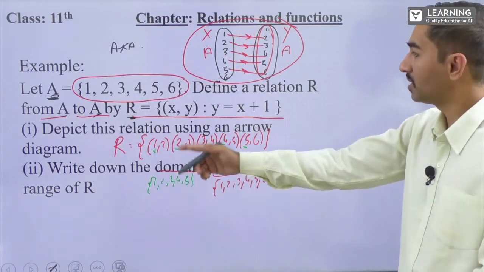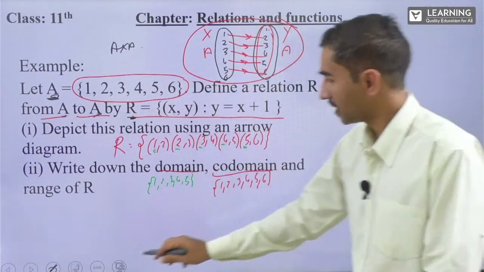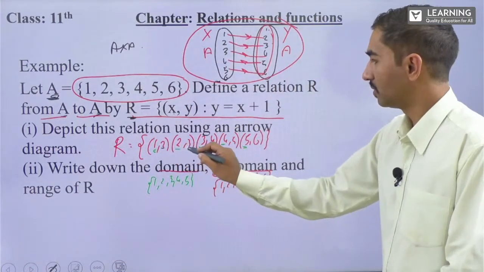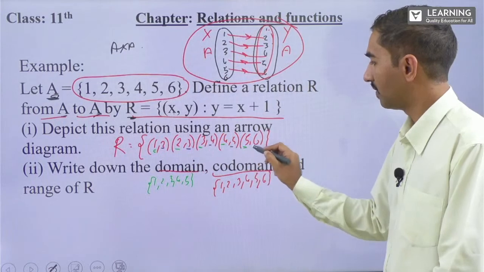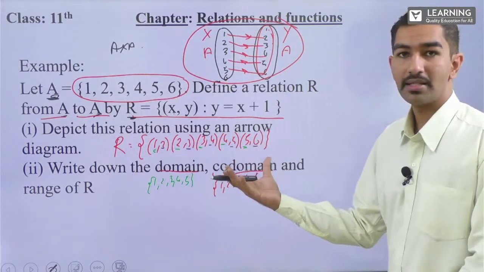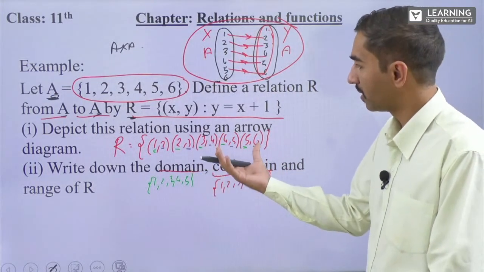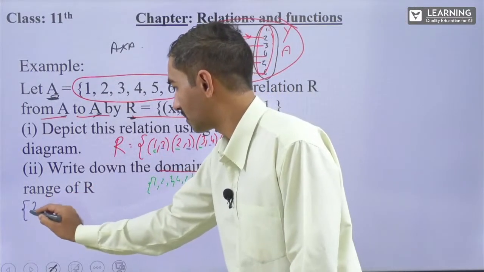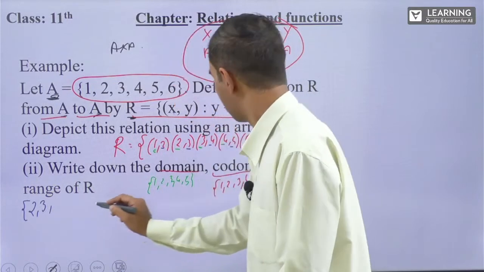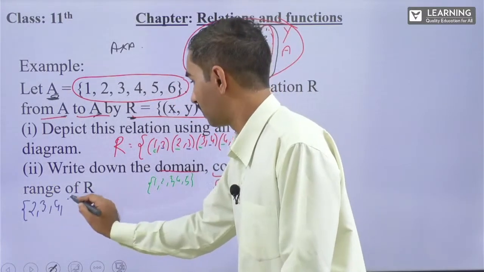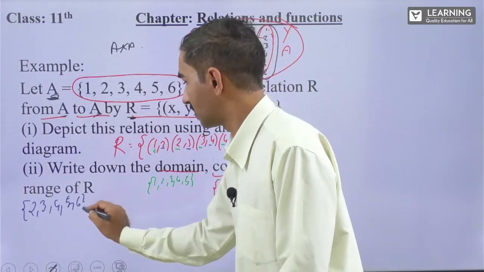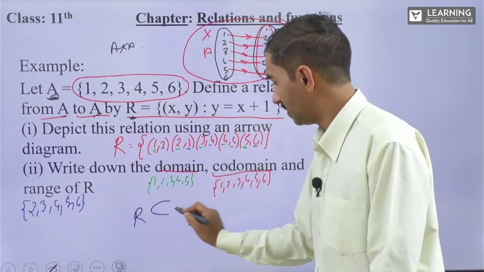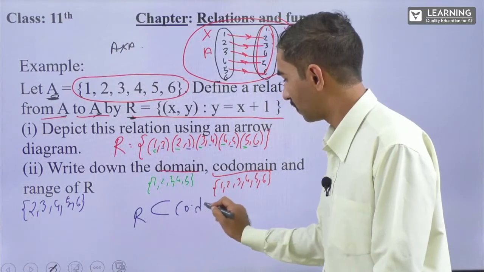And we have also to write down the range. So what is range, students? Set of second values. So set of second values means, see the second values here, 2, 3, 4, 5 and 6. So these are set of second values in the relations or in the ordered pairs. So that is nothing but the range. So here we can write range equals 2, 3, 4, 5 and 6.